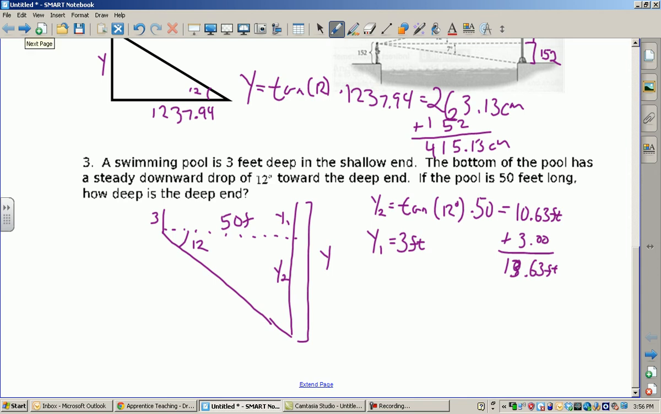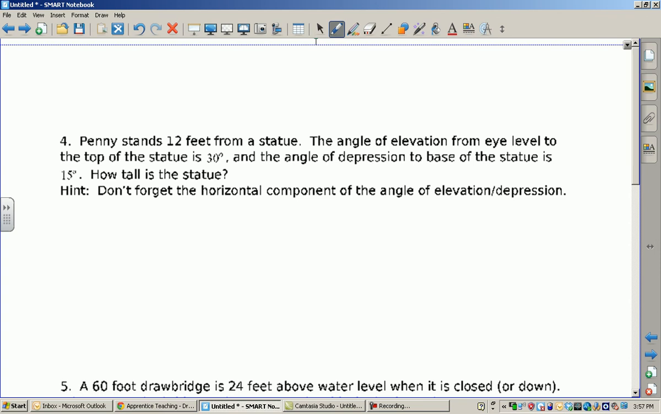We only got 2 more left. Why don't we move on to number 4? I'll give you a moment to read number 4.